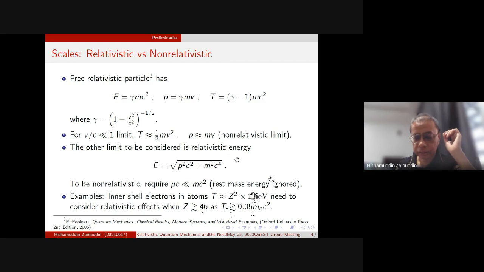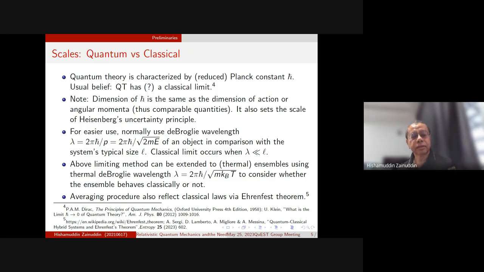So let's go to the other case. So this is relativity. The other case would be the quantum case, and the quantum case is actually difficult. First of all, quantum theory is characterized by the Planck constant. And the usual belief, even Dirac mentioned this, and then people raise the question, is that quantum theory has a classical limit, but how do you take the limit? So this is not obvious.